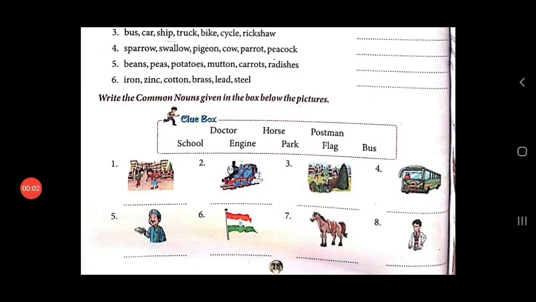Here you have to write the common nouns given in the box below the pictures. See here in the clue box, common nouns are given: doctor, horse, postman, school, engine, park, flag, bus. This is the easiest exercise. You have to look at the picture which is given and then put the appropriate common noun used for that picture. The first one you can easily recognize is a school. So the first answer will be school. The rest you have to try by yourself.